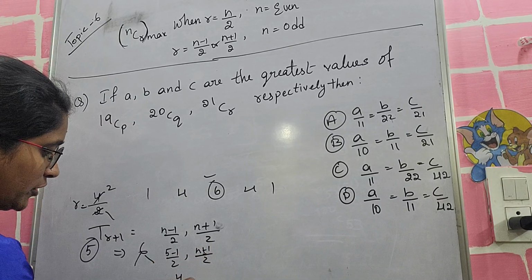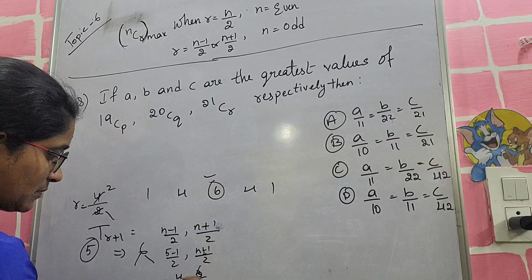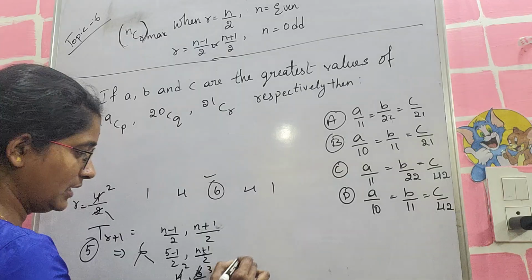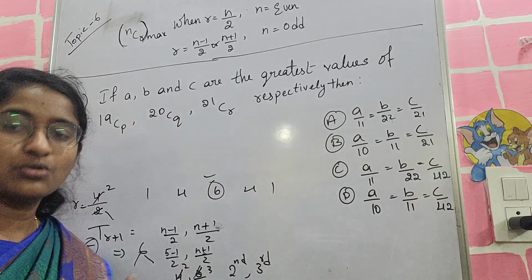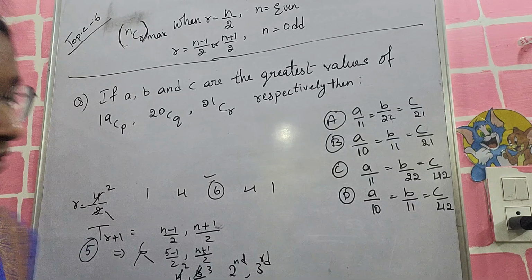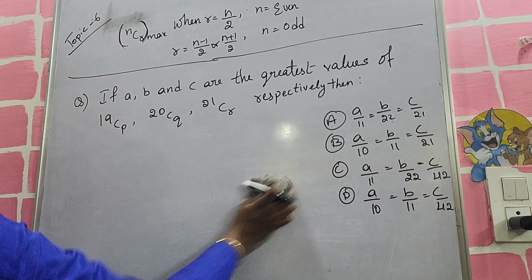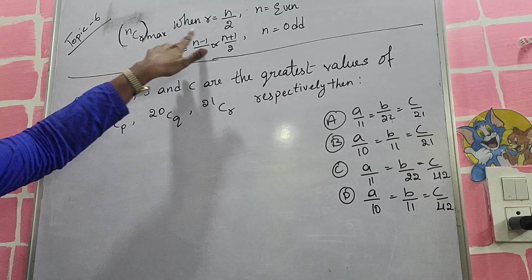Then this is 4 by 2 and then 6 by 2, sorry. So 5C2 and 5C3. The second and third terms will be equal in the middle. Those are the highest values here. Okay, this is what they explain: the maximum coefficient value is given by these formulas.